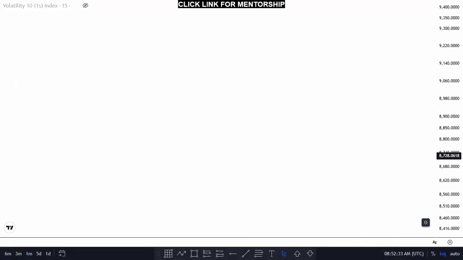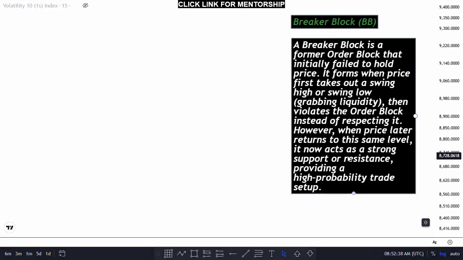Another point of interest that is really important is a breaker block. This is the simplest explanation I could come up with. A breaker block is a former order block that initially failed to hold price. An order block that failed to hold price. It forms when price first takes out a swing high or a swing low, grabbing liquidity, then violates the order block instead of respecting it.